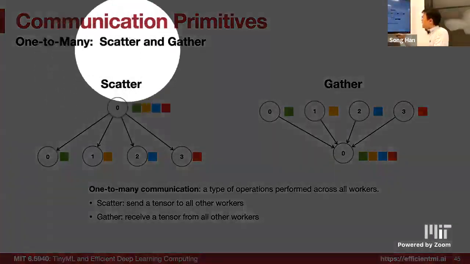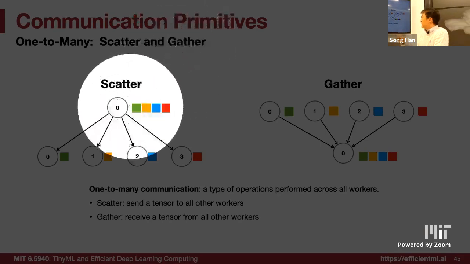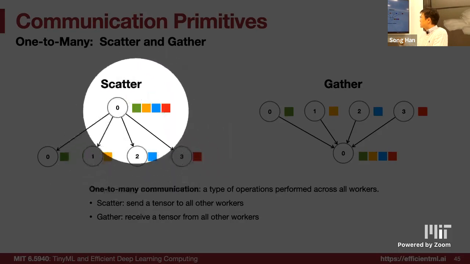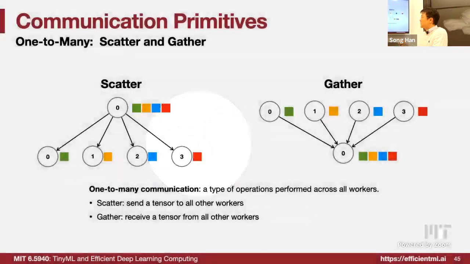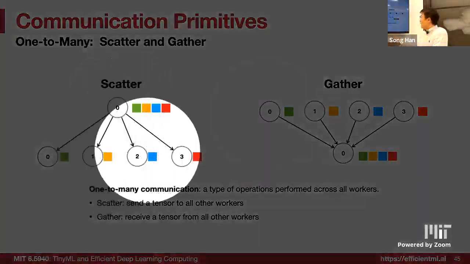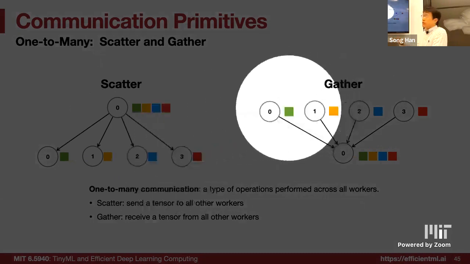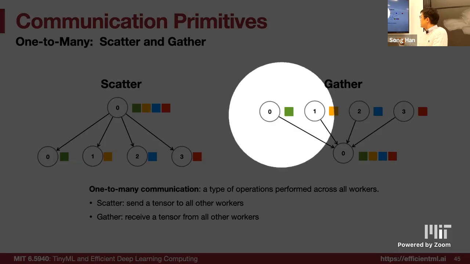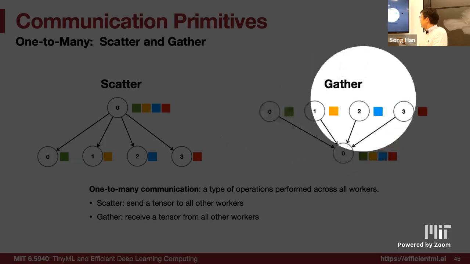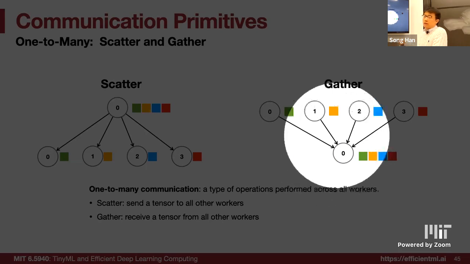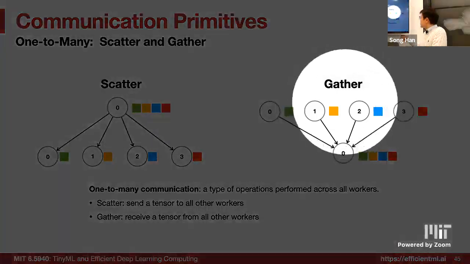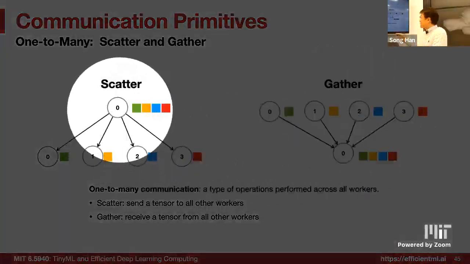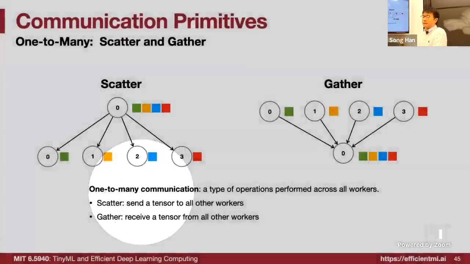And then we have one-to-many, scatter and gather. Okay, so scatter basically sends a tensor to all the other workers. Okay, so a tensor, 4 components, and it will send it to 0, 1, 2, 3. So this is one-to-many. And gather is basically the reverse, many to one. Okay, we gather the data from worker 0, worker 1, worker 2, worker 3, and I gather everything to worker 0. So receiving the tensor from all other workers is called gather. It's many to one, versus scatter, which is sending the data to many workers, one to many.